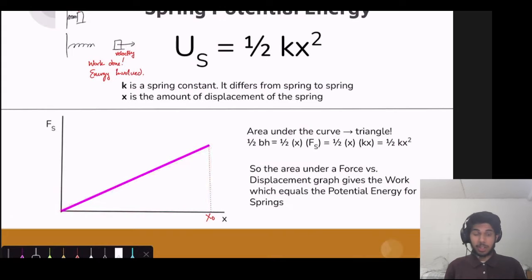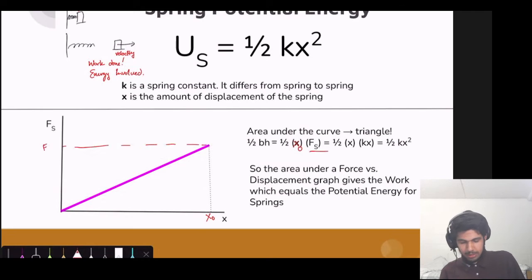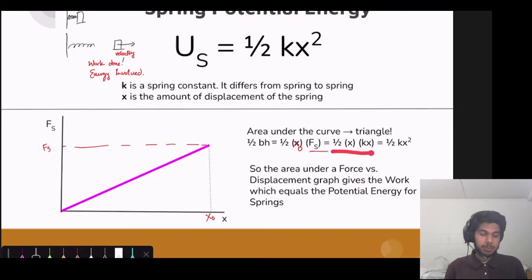So the area of a triangle is 1/2 base times height. So we have 1/2 x naught times F_s, right? We're at some point here, which is just some spring force. I'll just leave it as F_s. And that's equal to 1/2 x naught times kx, because that is what F_s is. And if we do that multiplication, we get 1/2 kx squared.